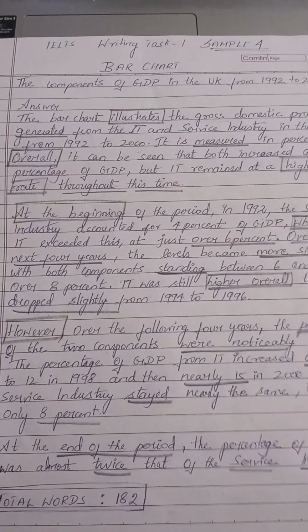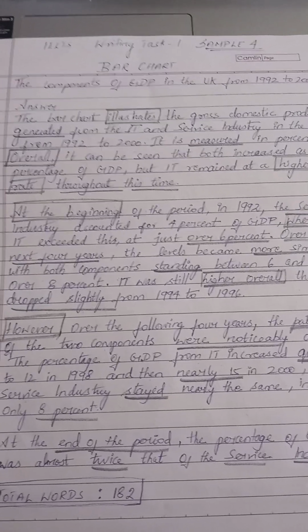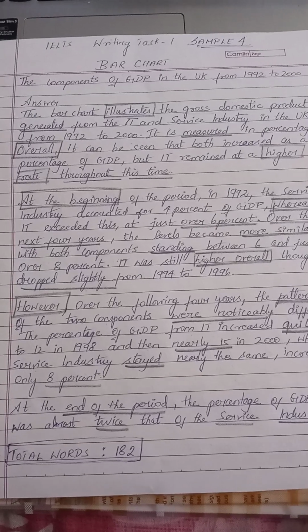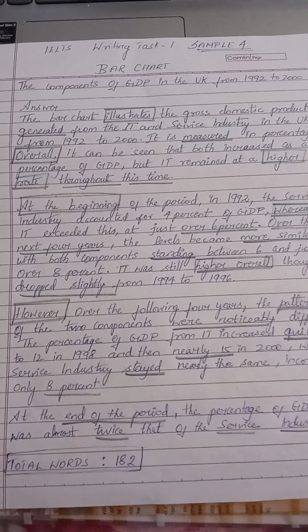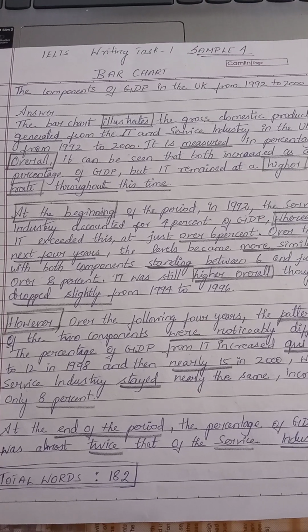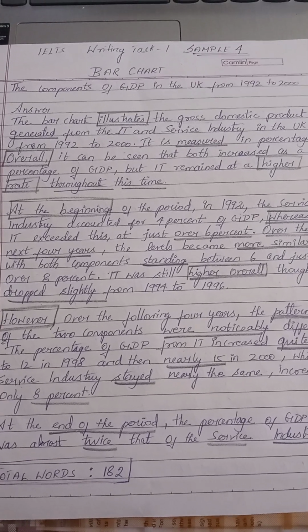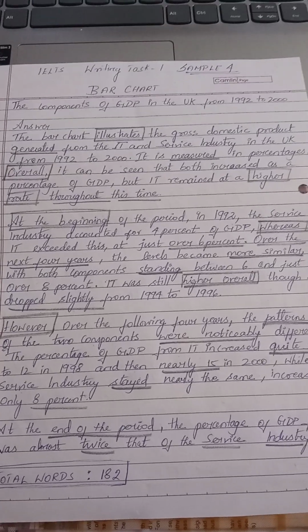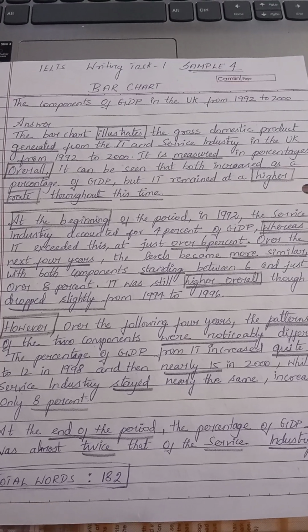So now coming to the answer. We are starting with paraphrasing the question. So the bar chart illustrates the gross domestic product generated from the IT and service industry in the UK from 1992 to 2000. Again, we are giving a conclusion. It is measured in percentage.